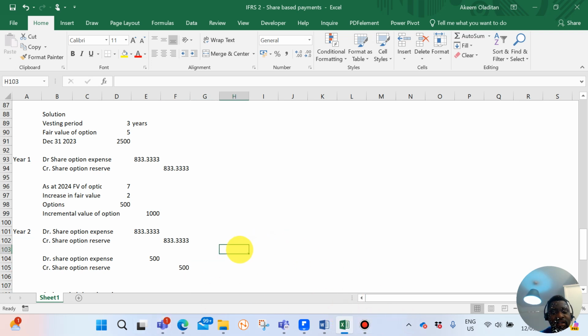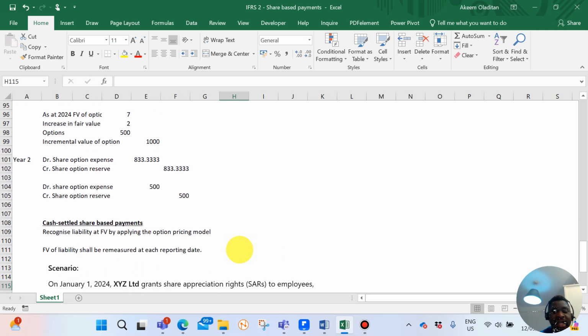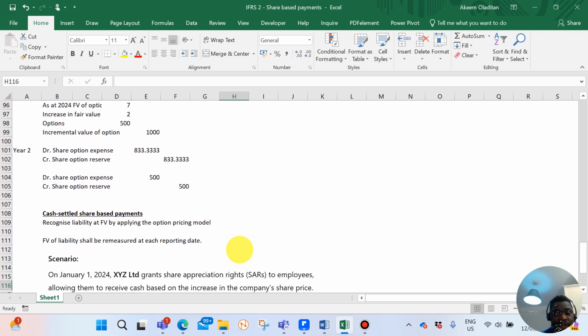So let's now look at cash settled share option scheme. Cash settled share option scheme is totally different, and in fact I would say it is much more complicated than the equity settled, because equity settled is straightforward. We need to look at the grant date, we need to look at the vesting period, and also look at the fair value at the grant date, which is really key. Or if there's no fair value, or if there's a value to the services received or goods delivered, then we can use that value. So that one is pretty straightforward.